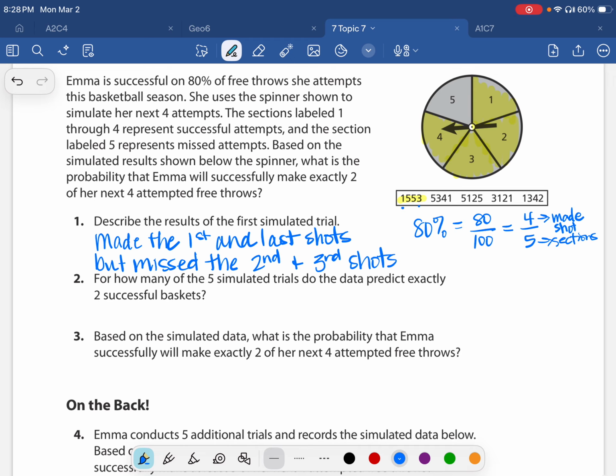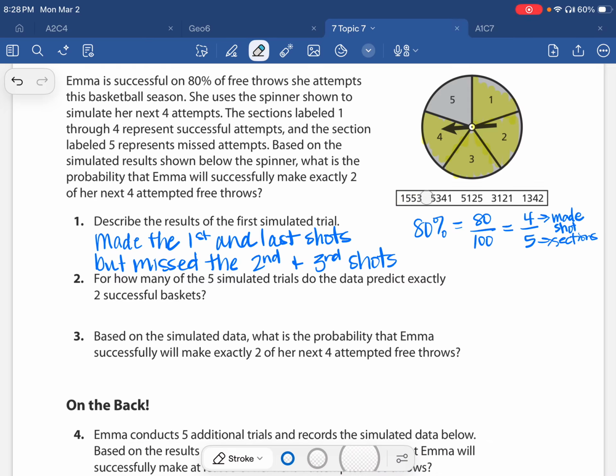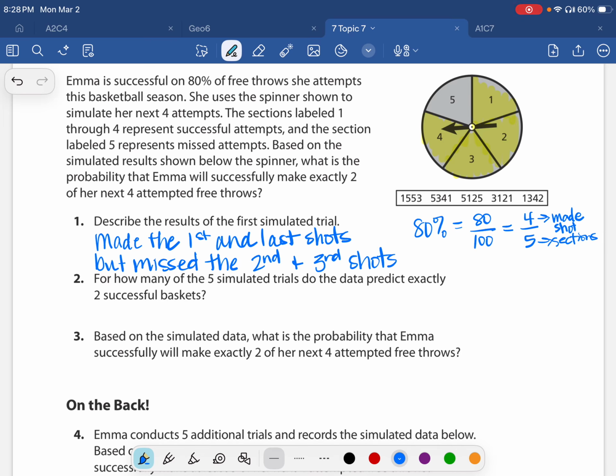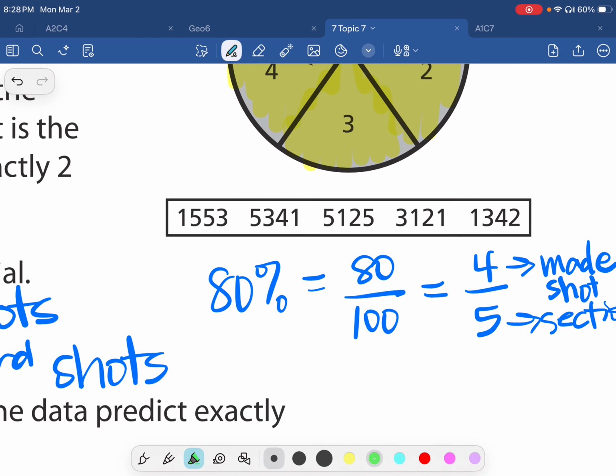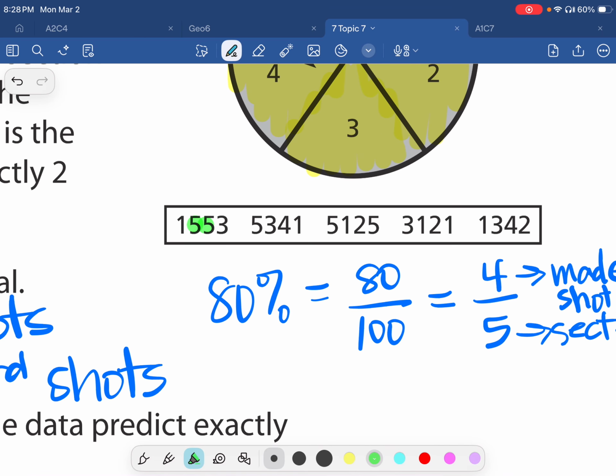For how many of the 5 simulated trials do the data predict exactly 2 successful baskets? So here we're looking at how many times there are exactly 2 of 1, 2, 3, or 4. Now, that might be harder than looking at your options. And instead of looking at the wins, I'm going to look at the misses because those are going to be easier to count. That only happens when we get a 5. So if I'm looking at my results, okay, so I have a 5, a 5, 5, 5, 5, and that's it.